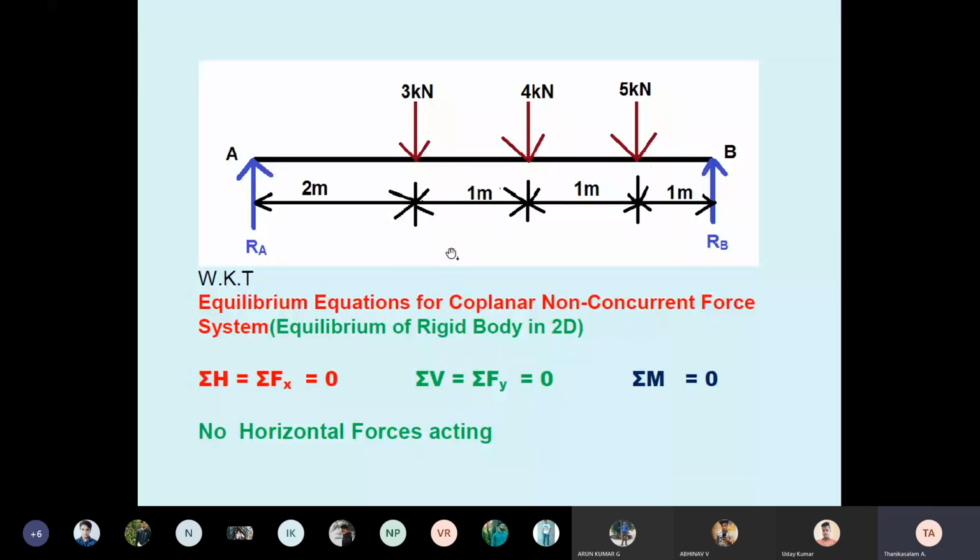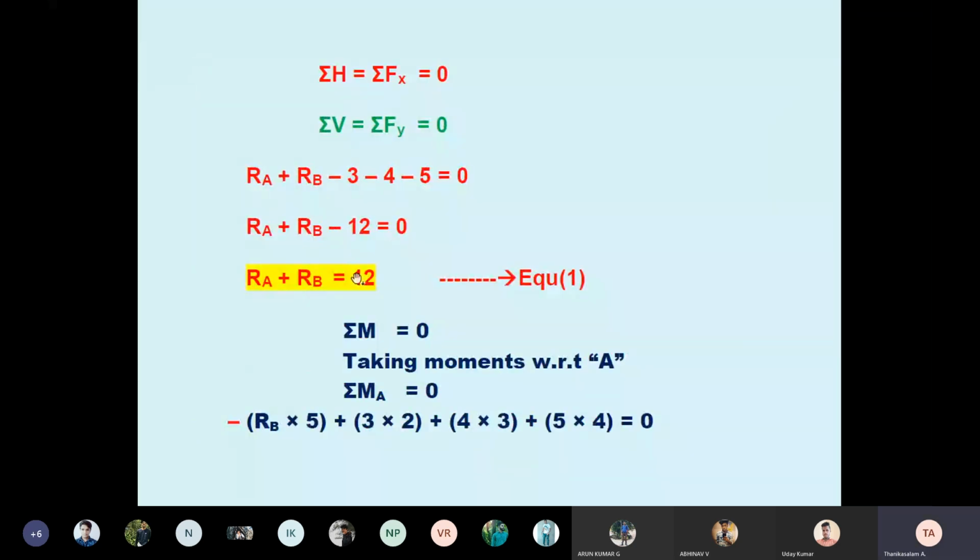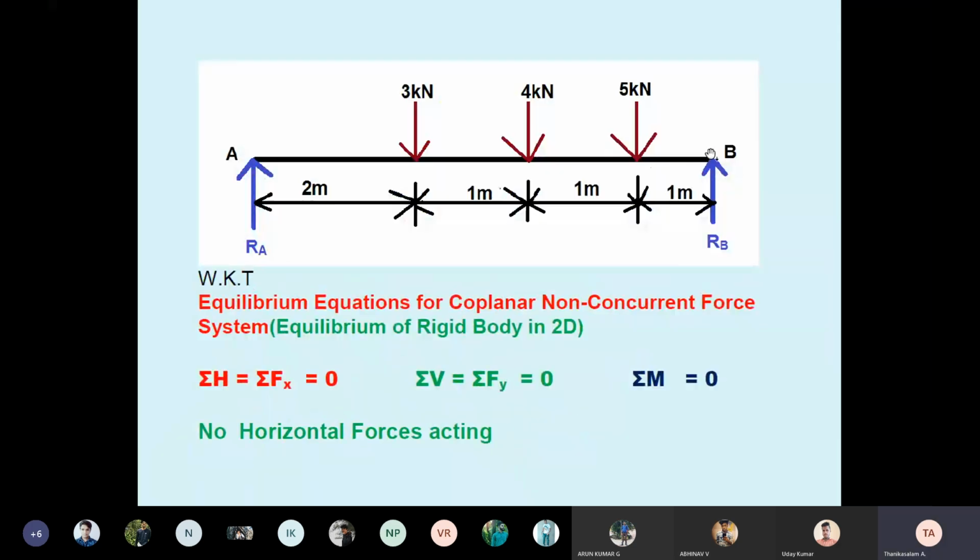How do you identify clockwise? Put your thumb at A and index finger at 5, and just rotate. So 5 into 4. Next, RB acts here, perpendicular with respect to A, so it is rotating anti-clockwise. RB into how much distance? 5 meters. So minus RB into 5. Why minus? Because it is anti-clockwise. From A to point B the distance is 5 meters. That is why always consider the distance from the reference point to where the force is acting. Our reference point is A here.